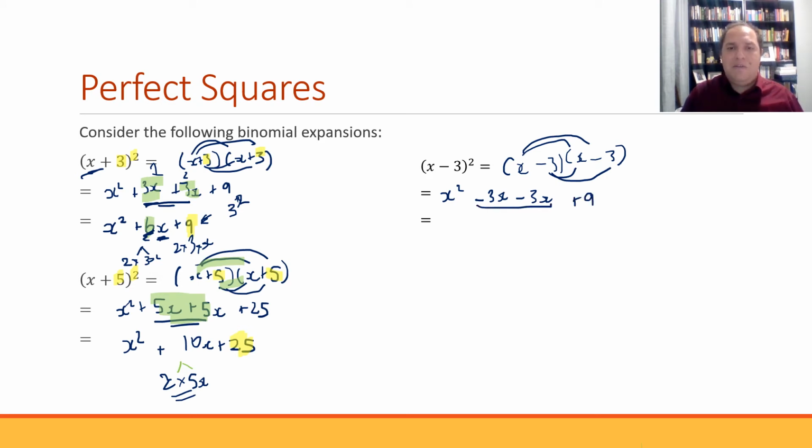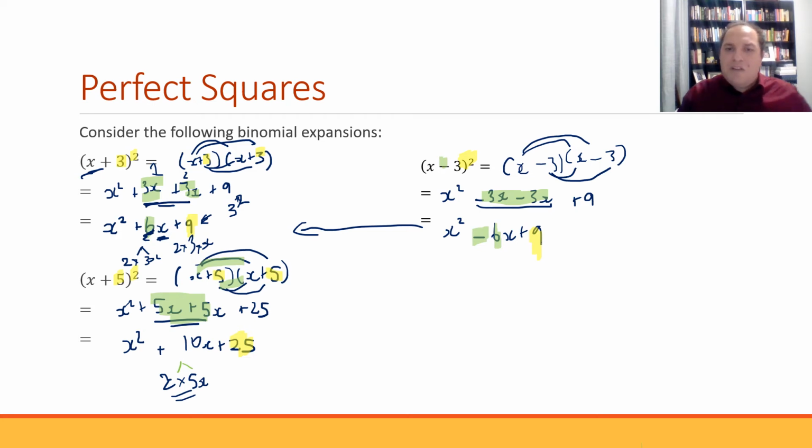Collecting those like terms, x squared minus 6x plus 9. Notice how similar it is to the first example we did. This back term is 9. It's still 3 squared. This middle term is still 6 because you've got these two 3 terms in the middle. But this negative sign, that's new. That comes from the fact there's a negative in between here.